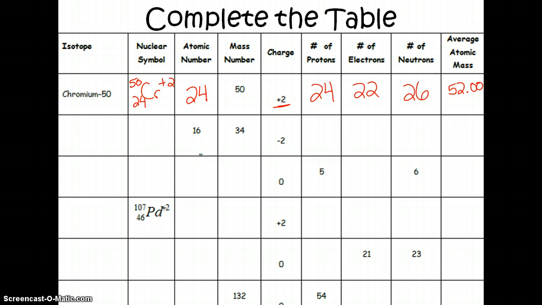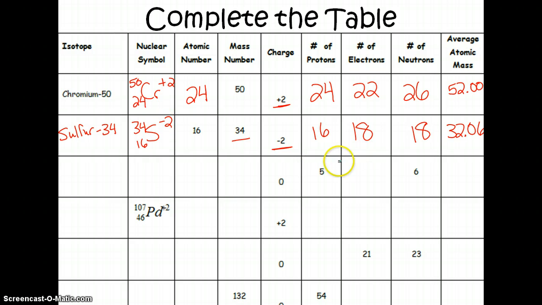Now let's look at the next one. We know that it's atomic number 16, which is sulfur, and we know that the mass is 34. That tells us that our number of protons is 16. If we have a mass of 34, then our number of neutrons is 18, because 34 minus 16 is 18. We have 2 more negatives than positives, so we have 18 electrons. The bottom number on the periodic table is 32.06. Then we have the symbol, sulfur, with mass, atomic number, and charge.